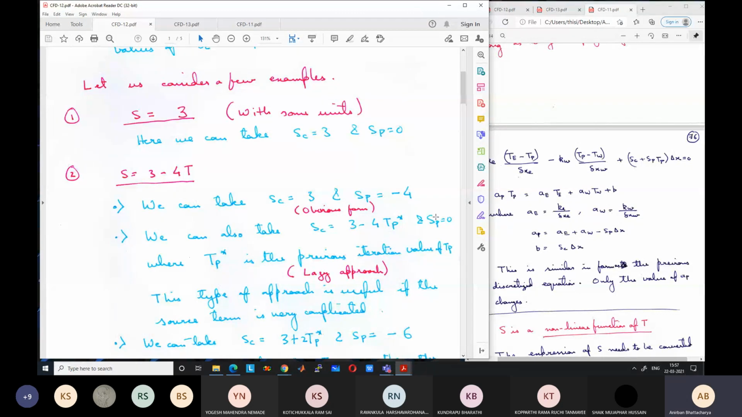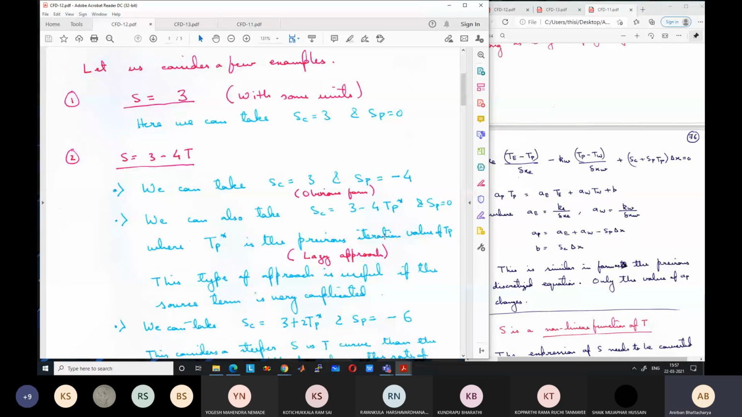Any source term can be used in this form, whatever the complicated source term. Say I have 10 plus 20 into e to the power t, or 20 into e to the power minus t, some exponent or some sine function, sine 40 minus cos 60. Whatever the source term, we can always write it in terms of the previous iteration value of temperature, because that will be known. So if we have 3 sine t plus 4 cos t, we can write this as S is equal to 3 sine Tp star plus 4 cos Tp star and SP equal to 0.